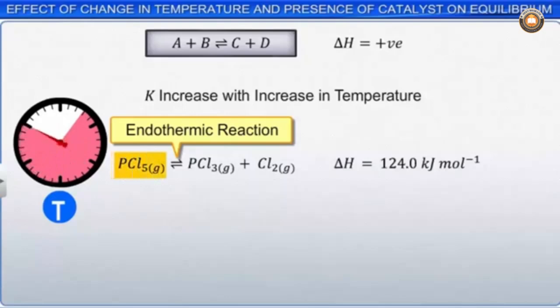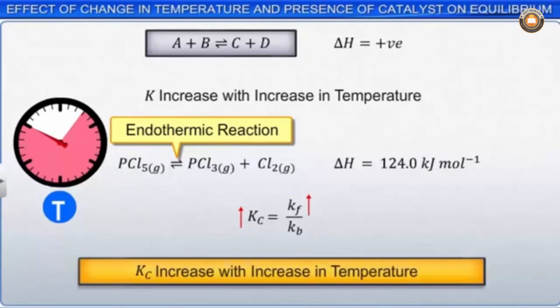As the rate of forward reaction increases, the rate constant for the forward reaction, Kf, and consequently, the value of equilibrium constant Kc also increases. Thus, for an endothermic reaction, with an increase in temperature, the value of equilibrium constant Kc also increases.